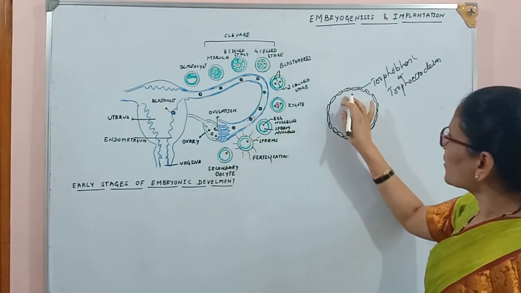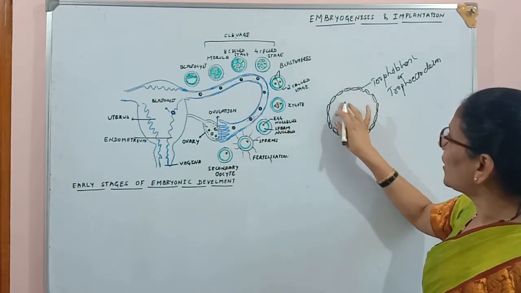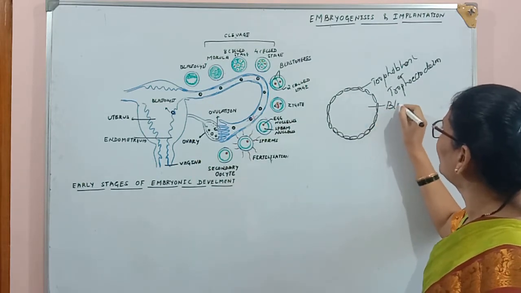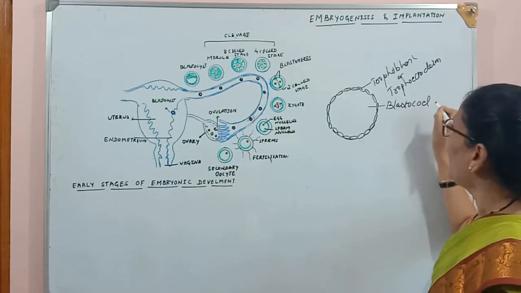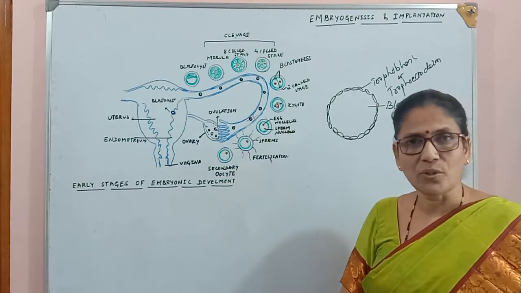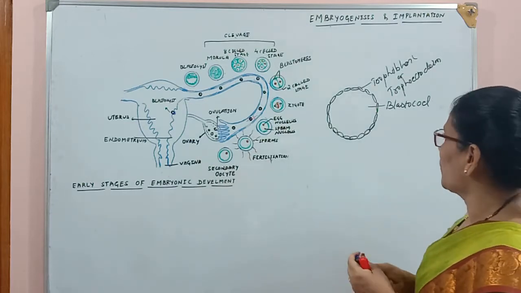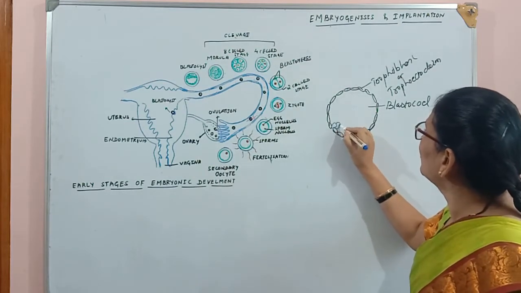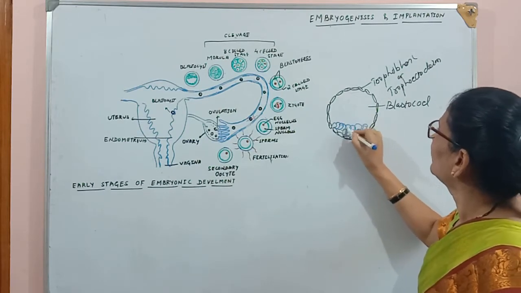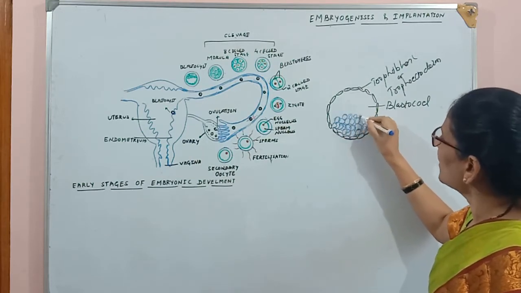These trophoblast cells secrete a secretion, and because of that secretion a cavity is formed, and that cavity is called the blastocoel. The blastocoel is a characteristic feature of the blastocyst stage. And there is a group of cells at one end of the blastocyst, and these cells are called the inner cell mass.